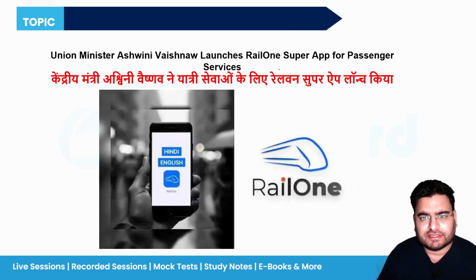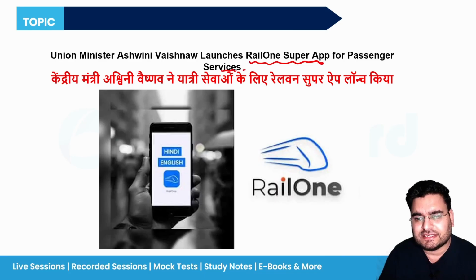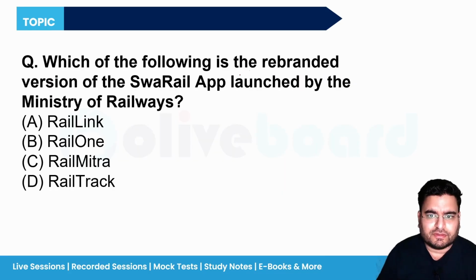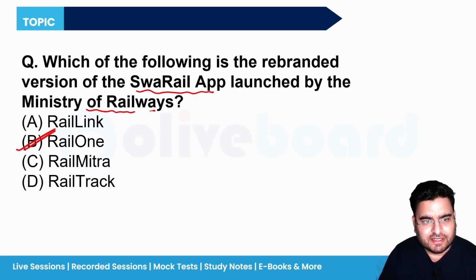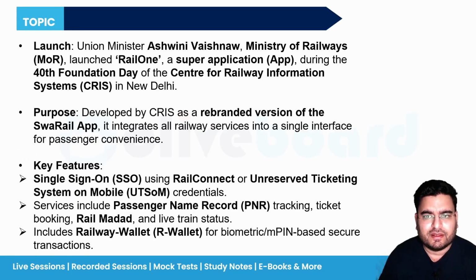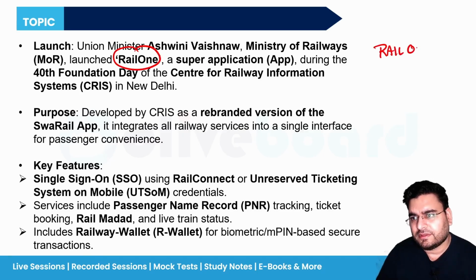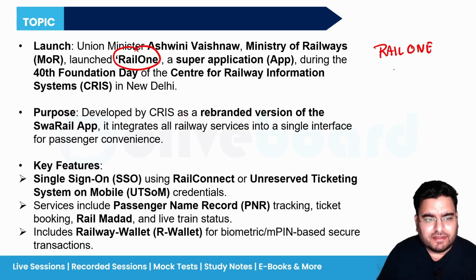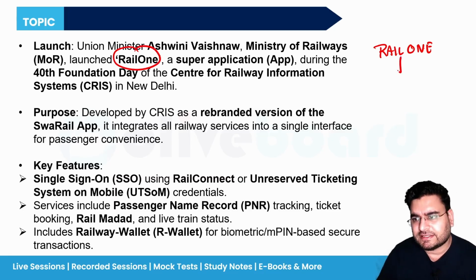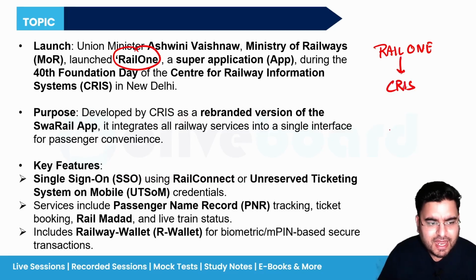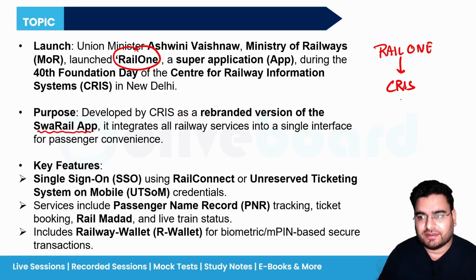Next is Union Minister Ashwini Vaishnaw launches RailOne super app for passenger services. Okay. So which of the following is rebranded version of the Swarail app launched by Ministry of Railways? So correct answer is RailOne. So let's see the news in detail. So what is the name of app? RailOne. Okay. Just make your keywords, first keyword RailOne. Okay. And again, it is developed by CRIS, right? And it is basically the rebranded version of Swarail app. Earlier it was known as Swarail app. Okay. Previously known as Swarail app.